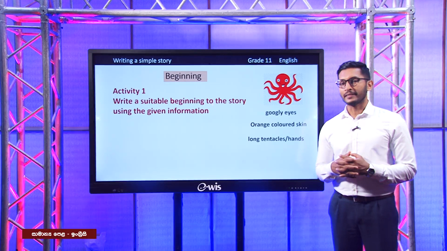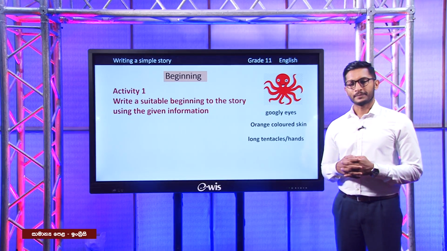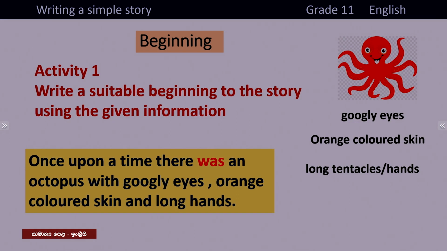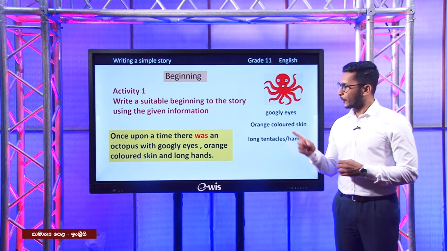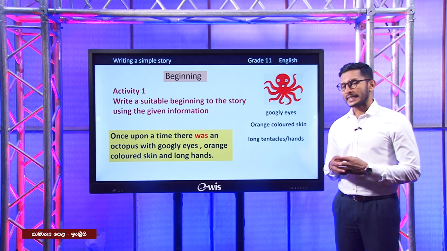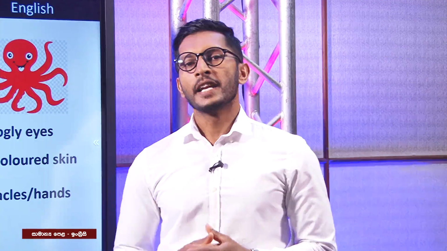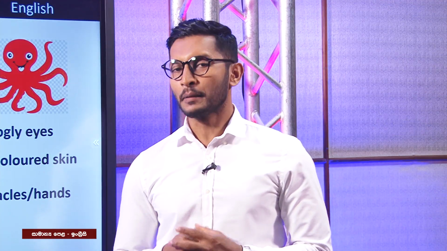I hope you have written the beginning of the story. We'll see what I have written. Shall we read it? Once upon a time, there was an octopus with googly eyes, orange colored skin, and long hands. Here I have highlighted the verb was there, that is in past tense. When you write a story, most of the time we use past tenses: simple past, past continuous, or past perfect. Now we have written 1 sentence in the beginning of the story.